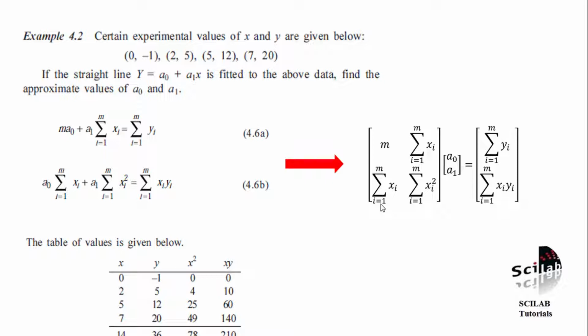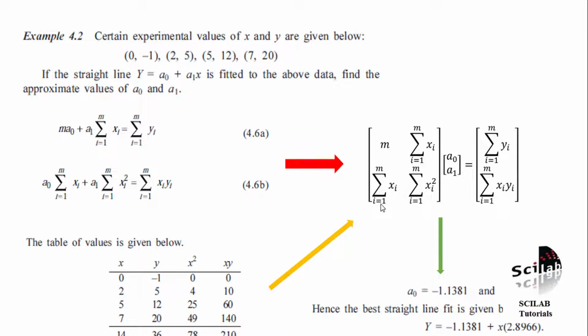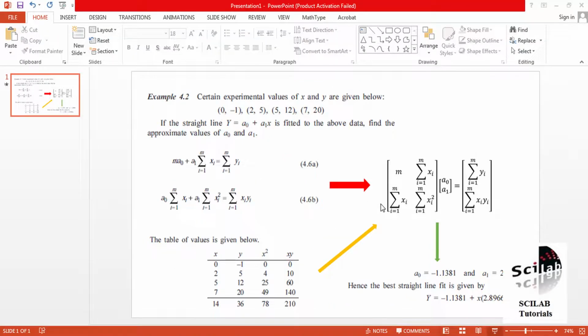And we will substitute all these values in this matrix, and after solving it we will get a0 equal to -1.1381 and a1 equal to 2.8966, and the equation of the best fitted straight line will be -1.1381 plus x multiplied by 2.8966. All these things we will do in Scilab by writing a code, and then we'll see whether we are getting the same result or not. So let us move to the Scilab editor.